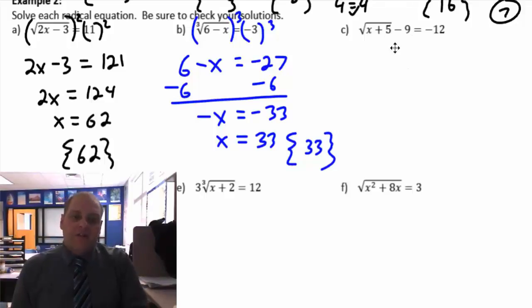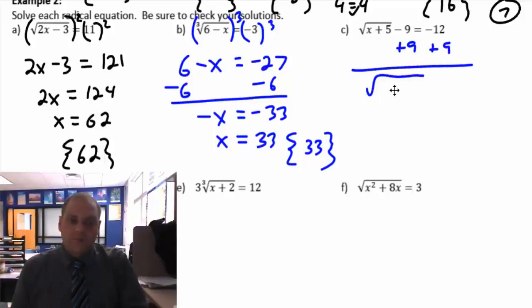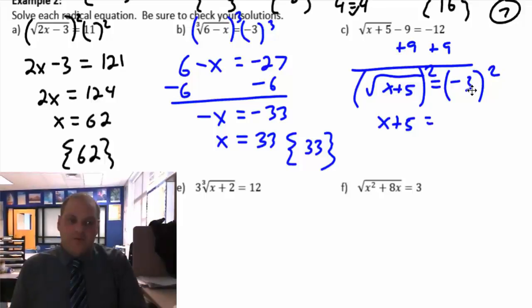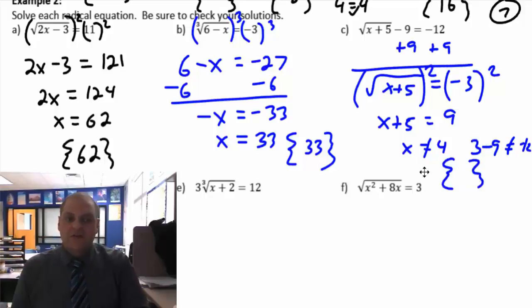This one here, you're going to want to isolate the radical, so we're going to add 9 before we do anything. Okay, so now I need to square both sides because we're back to a square root. x plus 5 equals 9. Subtract 5, x equals 4. Let's see if that works. 4 plus 5 is 9. The square root of 9 is 3. 3 minus 9 is not negative 12, guys. So that does not work. So there is no solution. We got the empty set again. There is no solution for C.